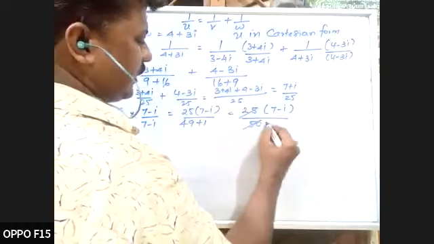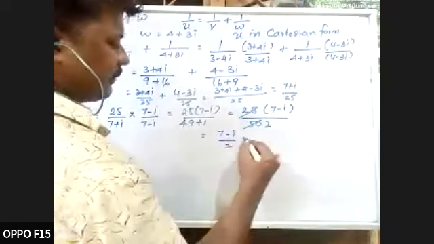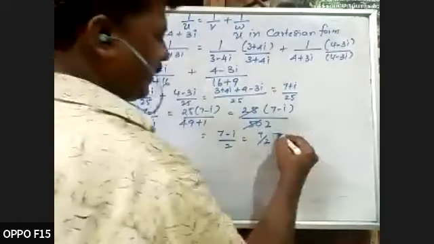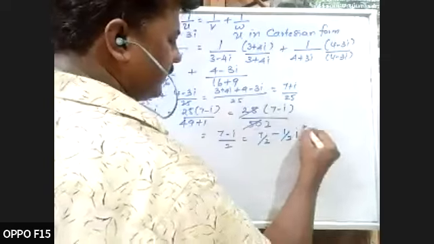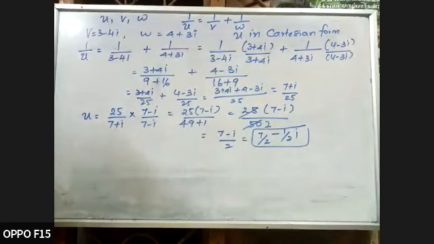If you take 25, 2 times. We can write this as 7 minus i divided by 2. In a plus ib form, 7 by 2 minus 1 by 2 into i. So that is the answer. Please take down 7 by 2 minus 1 by 2i. Okay, take down. We'll move on to the next problem.